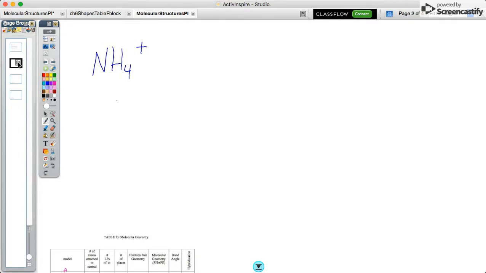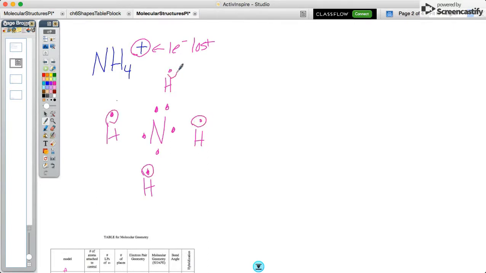NH4 plus, we can see that there's a plus sign here, which means we have one electron lost. So when we go to draw this, we realize that nitrogen has 5 valence electrons, so that's going to go in the middle of my drawing. And I'm going to take my hydrogens, and I'm going to start over here at the west or the left, and I'm going to start to spread my hydrogens around. I circle up, circle, circle, circle, and I start matching up. And if it was NH3, I'd be done, but it's NH4 plus, so I need to add in that hydrogen.